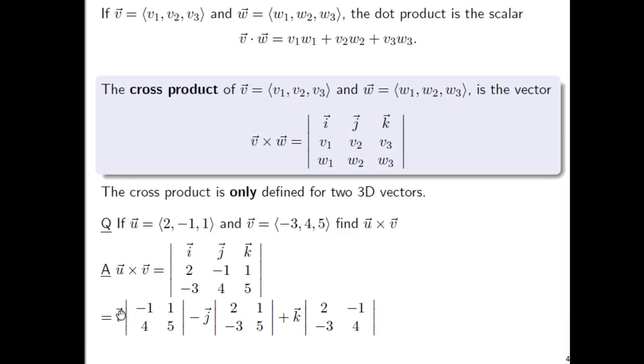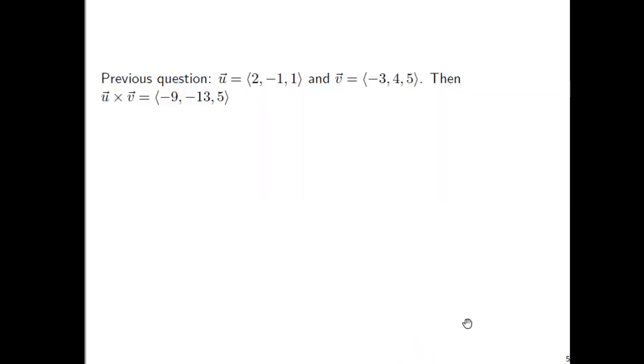So take the things in the first row, i, j, k, and then with alternating signs plus, minus, plus. So that's why there's a minus in front of the j. And then hiding the first row always. So how do we create these 2 by 2 determinants? As a reminder, hide the first row. If you hide the first column, you'd have this. If you hide the middle column, you'd have that. And if you hide the last column, you'd have this here. We won't work through the 2 by 2 determinants that appear here, but in the end you'll have negative 9i minus 13j plus 5k, and you could also, of course, write this in its angle bracket format.